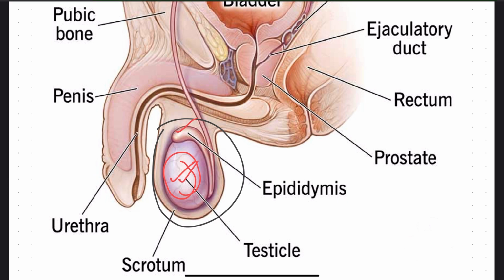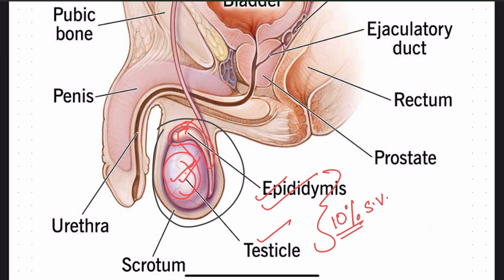Testicle produces sperms, they go into the epididymis and they are stored in the epididymis for a while and they mature. The spermatozoa mature within the epididymis. So, this epididymis and testicle both together contribute 10% to the semen volume.